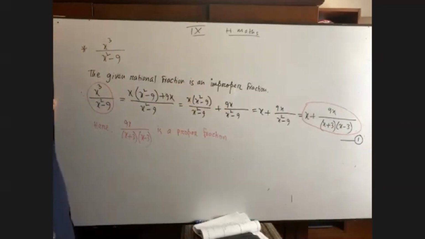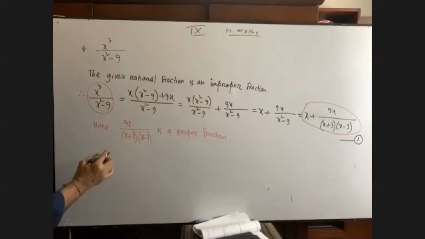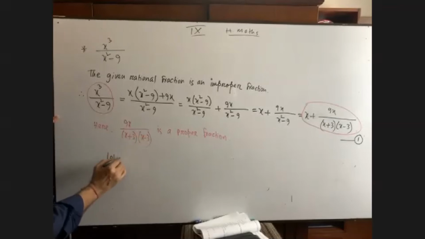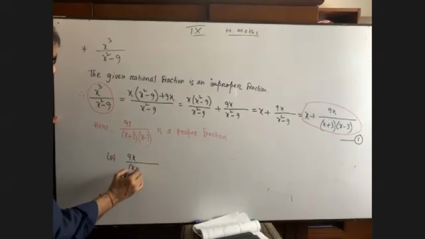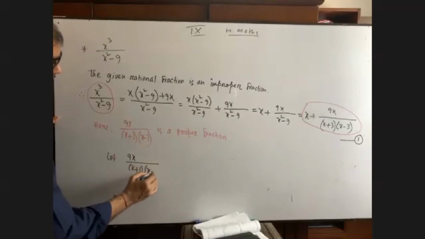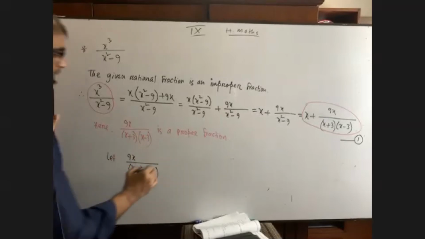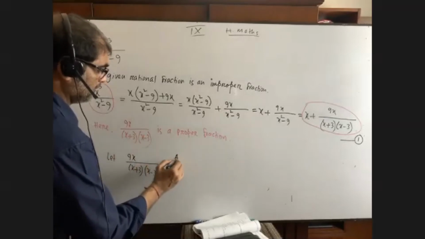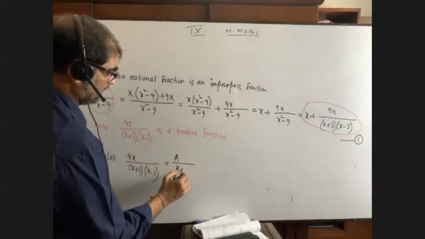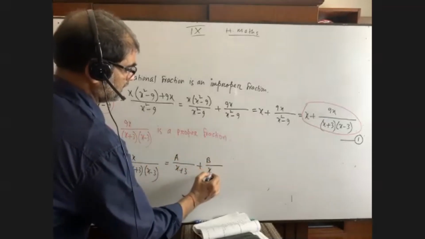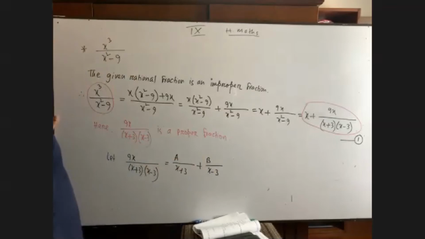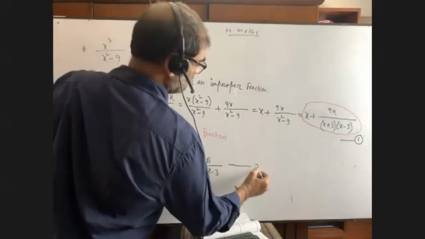Now our math starts. Let it be our new math. Let 9x by x plus 3, x minus 3 be equal to a by x plus 3, plus b by x minus 3. It is now 2.